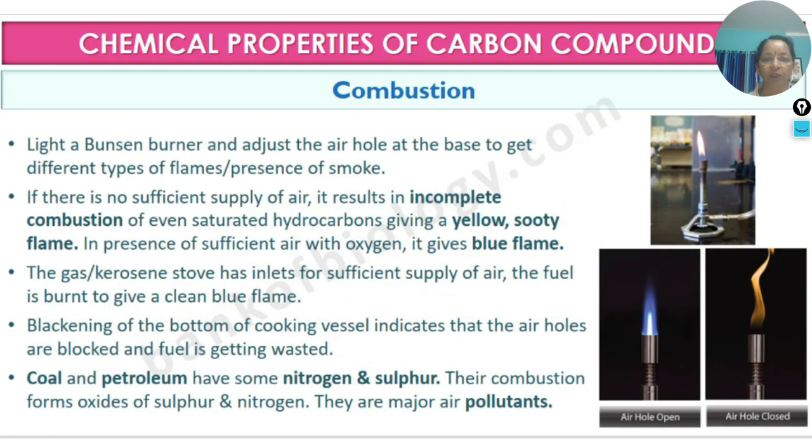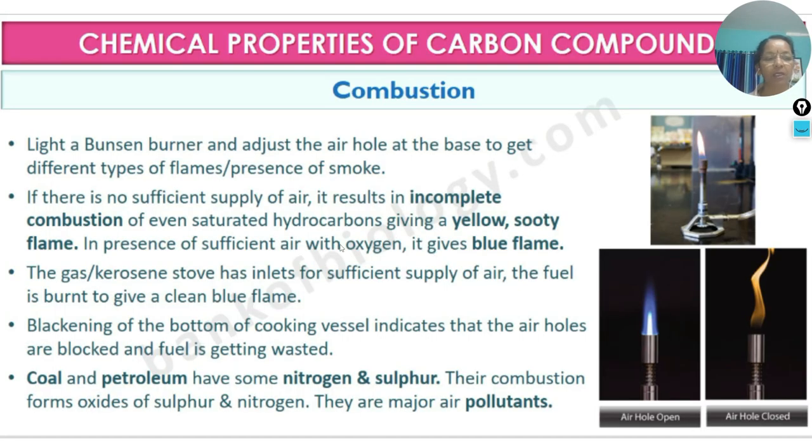The second one is also related to combustion; we have to learn something more, incomplete combustion. Incomplete combustion means that if there is not enough supply of oxygen, or air is not supplied properly, it gives a yellow flame. So even though we are using a saturated compound, it may result in a yellow flame due to incomplete combustion. Incomplete combustion is caused by an insufficient supply of oxygen.